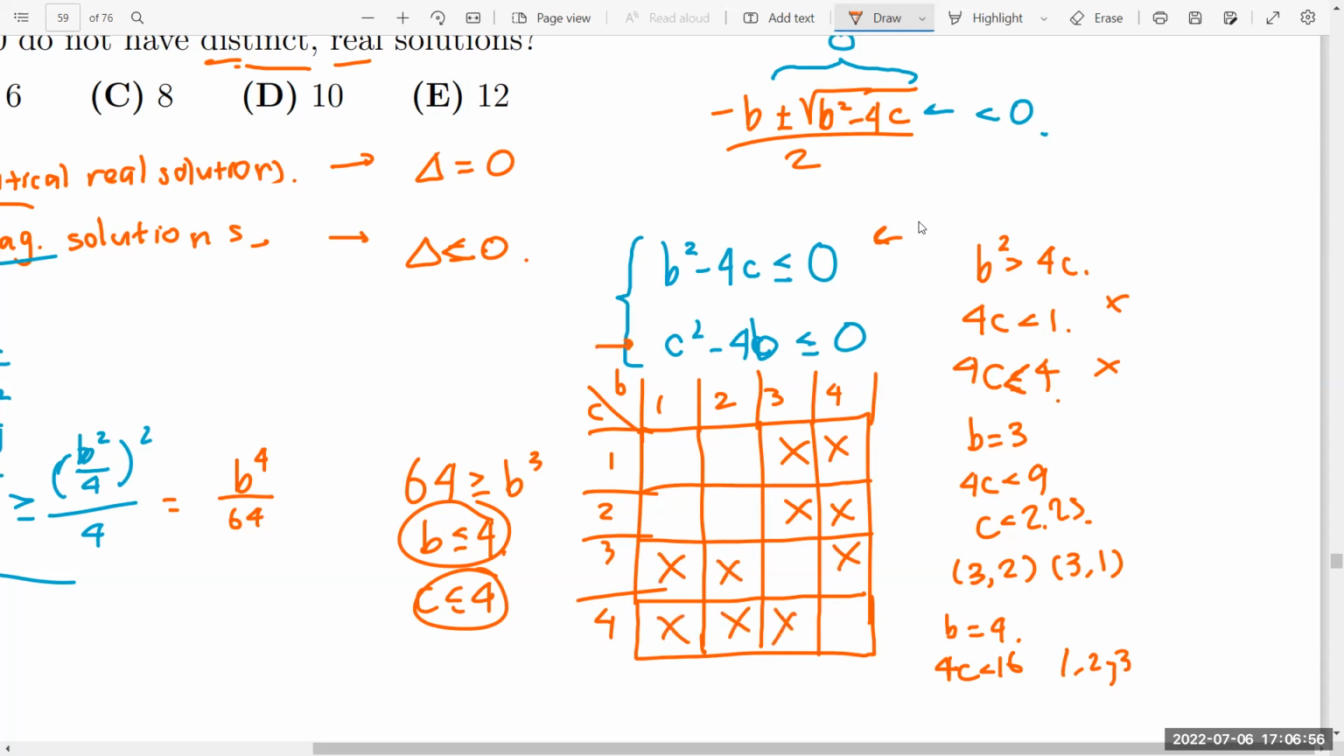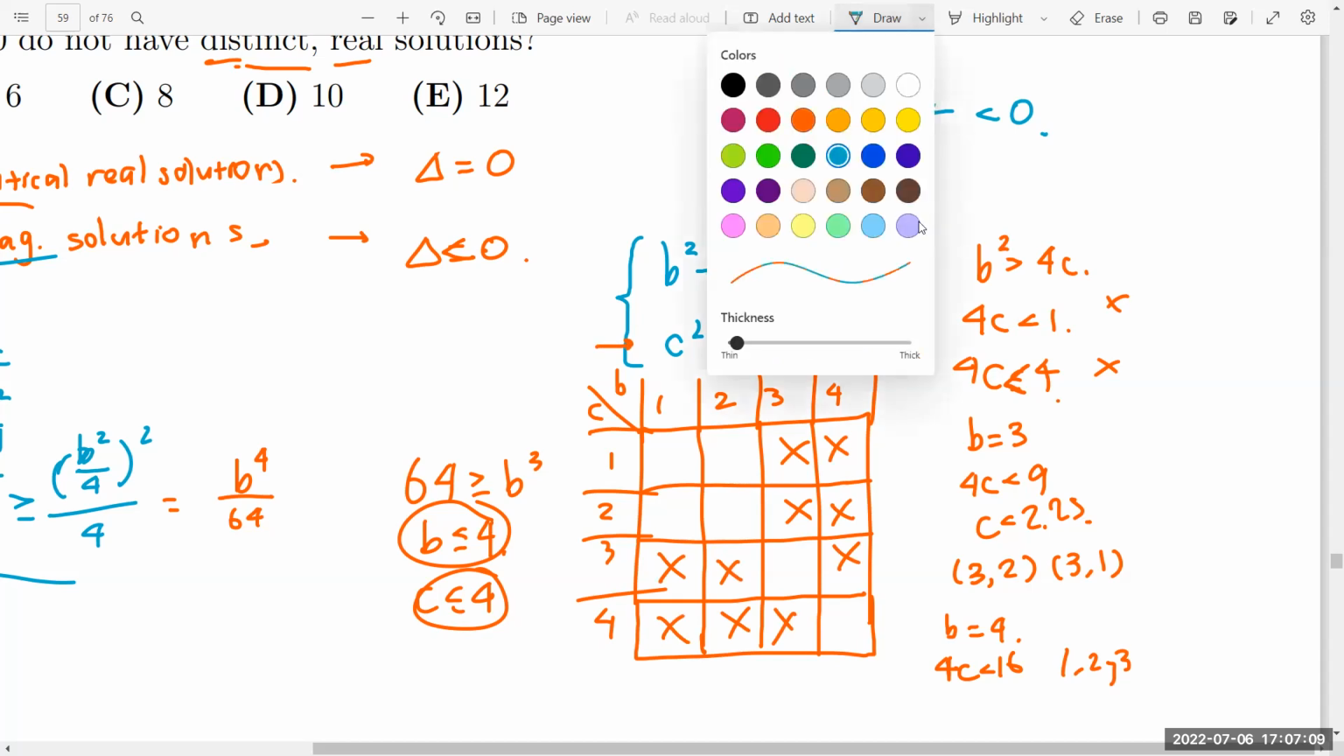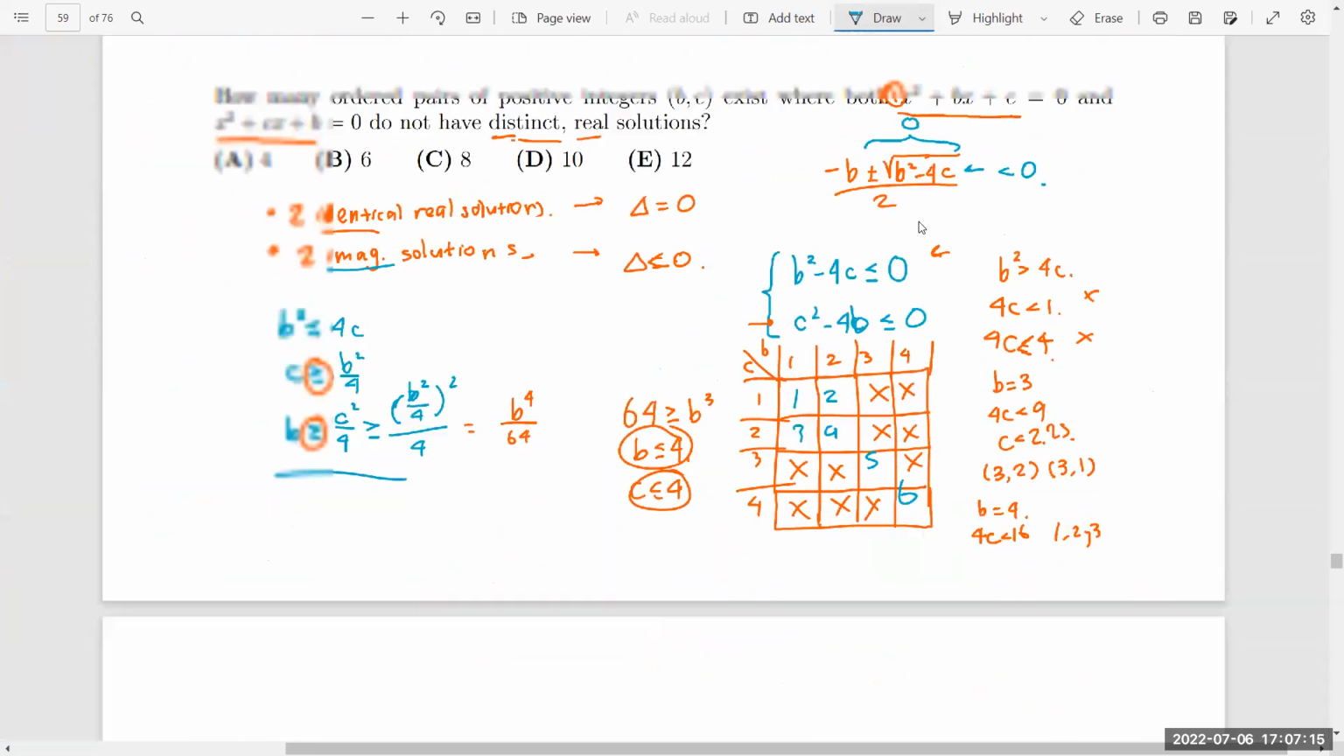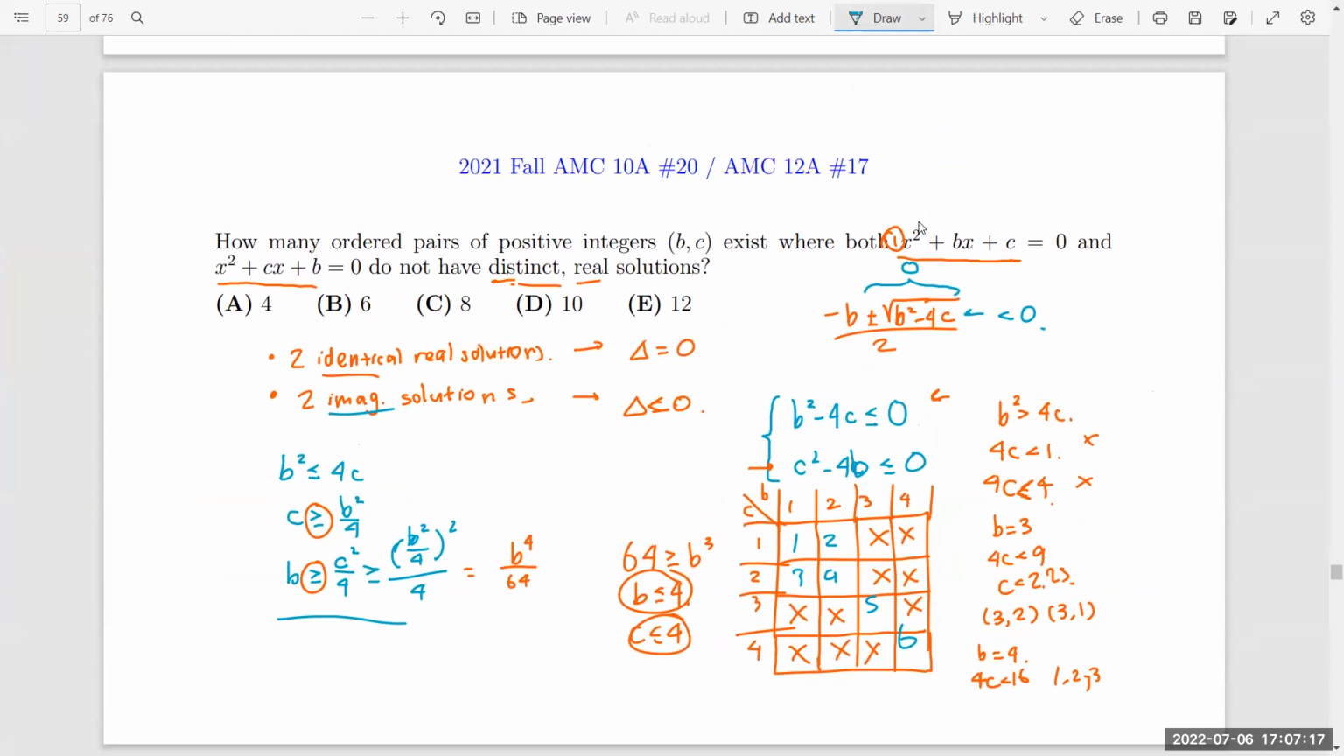Everything that I did not put an X on, those are fine, meaning that they satisfy both b squared minus 4c is less than or equal to 0, and c squared minus 4b is less than or equal to 0, right? So as a result, we can count 1, 2, 3, 4, 5, 6 total solutions, ordered pairs of b and c that work, or in fact satisfy that they don't have distinct real solutions. So our answer is B.